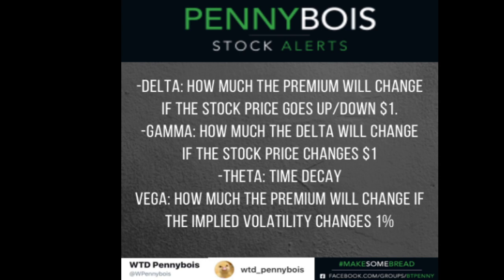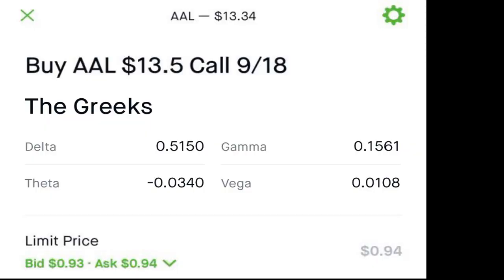So let's go over an example of all these different Greeks I just went over for those of you who might still be a little bit confused, because this is really confusing stuff. So we're going to be going over this stock for our example. This is a call. You can see where it says call on the top for American Airlines, ticker AAL, with an expiration date of 9/18.